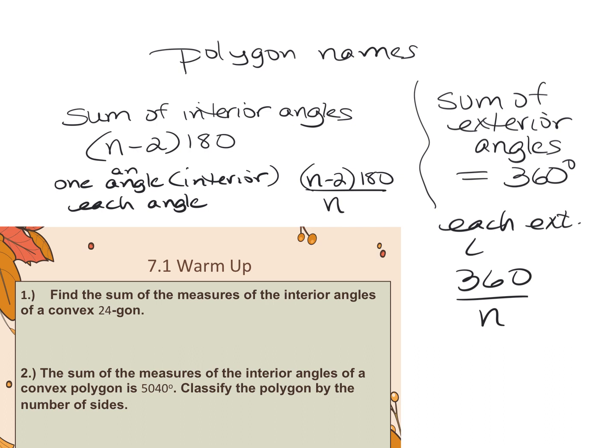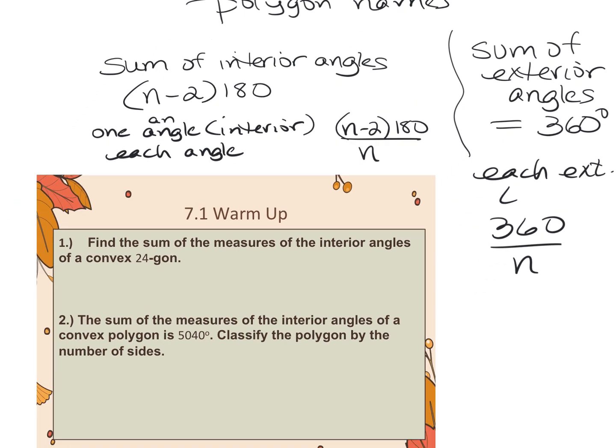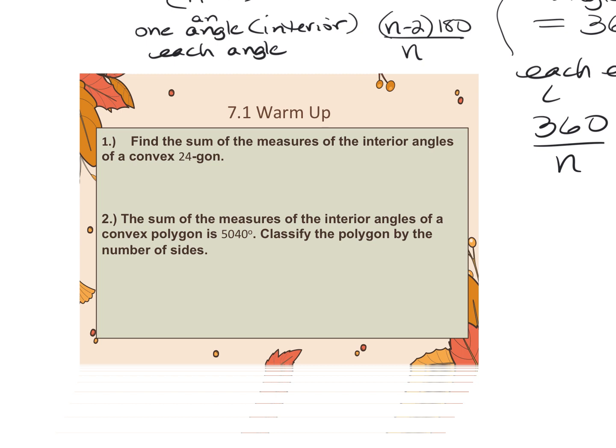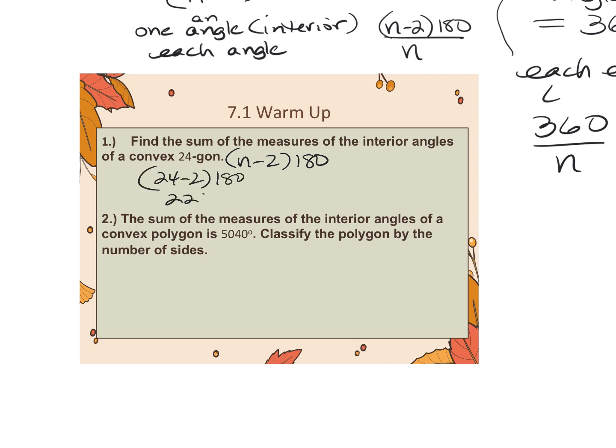So those are the things you're going to need to memorize, as well as the theorems and the converses, and be able to apply everything. Let's do the first one. So it says to find the sum. So we use the n minus 2 times 180. My n value here is 24. 24 minus 2 is 22. 22 times 180, and that sum will be 3,960 degrees.